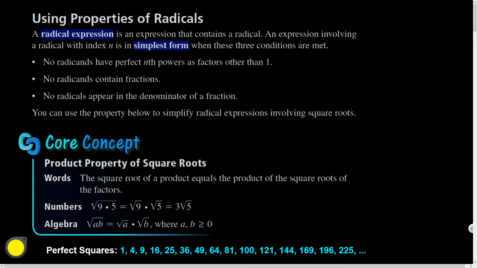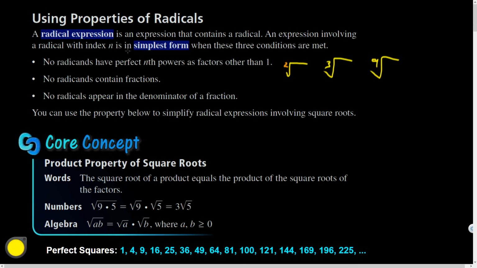And so in general, here we go. A radical expression is an expression that contains a radical, right? Some sort of square root or cubed root or ninth root, some sort of root. An expression involving a radical with an index n, and the index in this case is the 3 or the 9, and a square root has an invisible index of 2. So a square root is the same as the index being 2, second root.